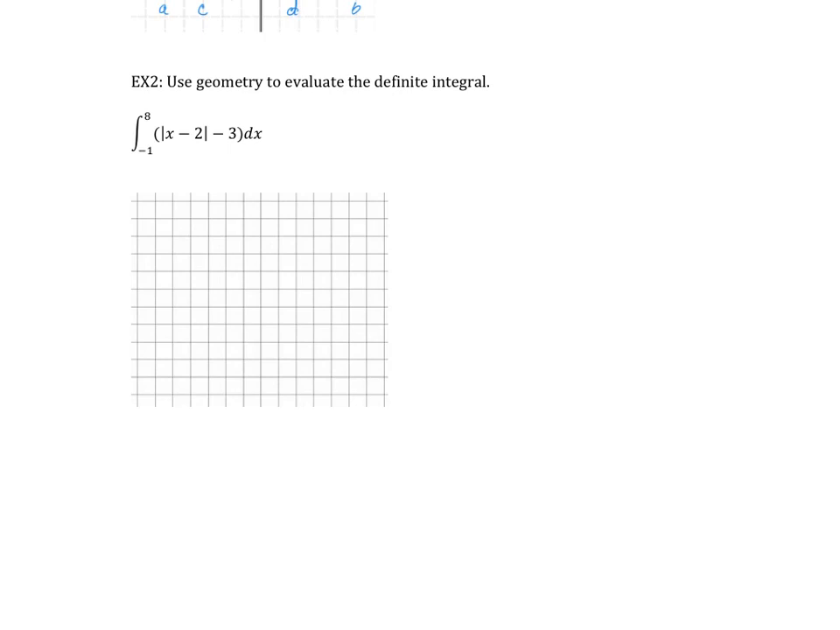In example 2, it says to use geometry to evaluate this definite integral. That means you have to graph the function, this integrand, which is the absolute value of x minus 2, minus 3. Well, I know I'm going from -1 to 8, so I think I'm going to put my axis probably about here.